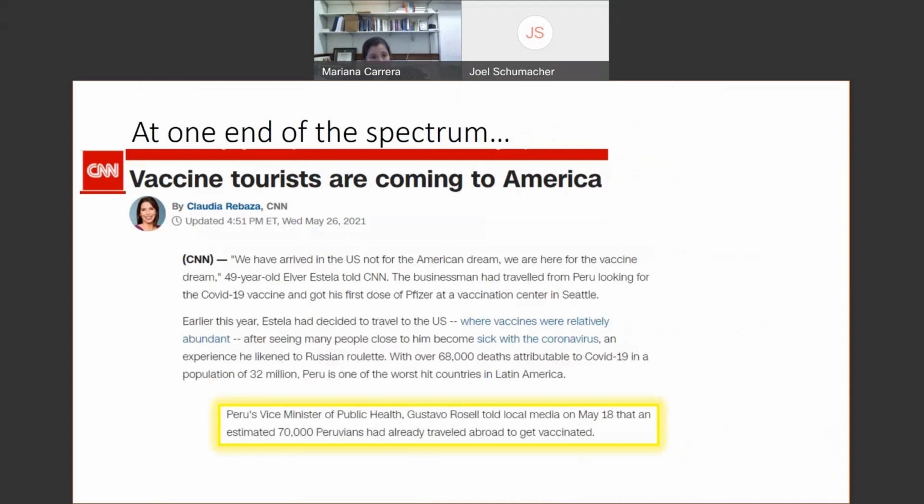Peru is one country that has been very hard hit by COVID. They do have vaccines there now, but it took a while for them to get there. So in the spring, when vaccinations were widely available in the US, an estimated 70,000 Peruvians traveled abroad to go to a pharmacy and get a vaccine.